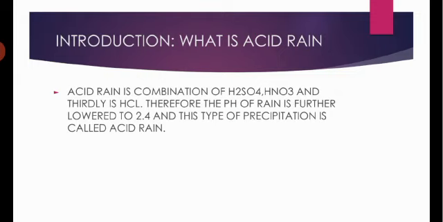So, basically, acid rain is a combination of H2SO4, which is sulfuric acid, HNO3, nitric acid, and thirdly is HCl, hydrochloric acid. Therefore, the pH of rain is further lowered to 2.4, and it is said that this type of precipitation is called acid rain.